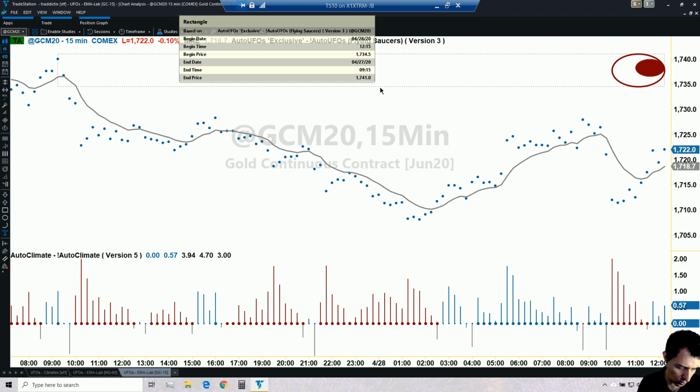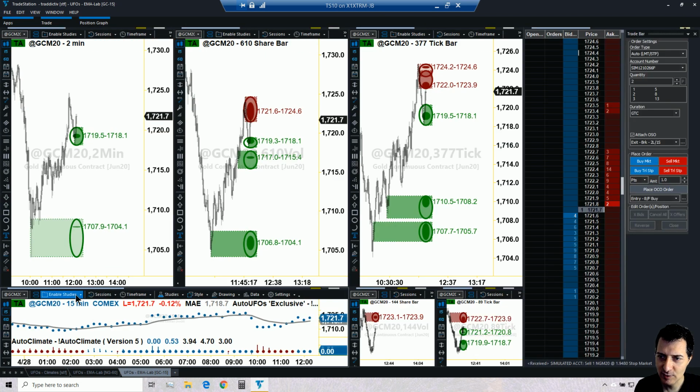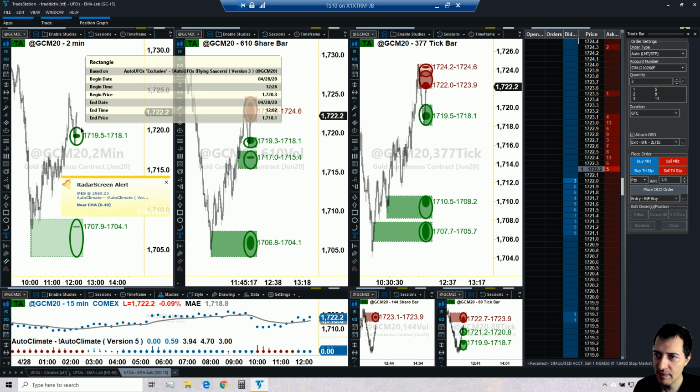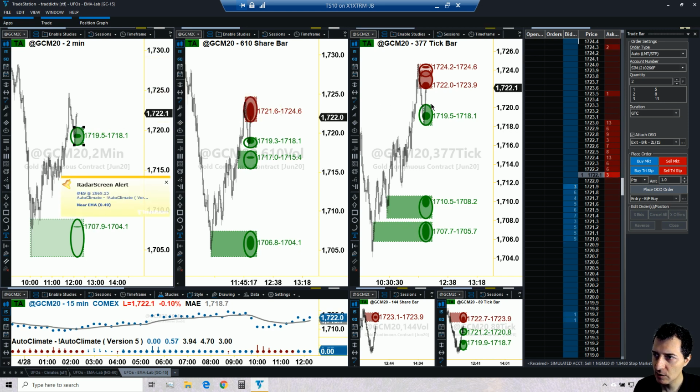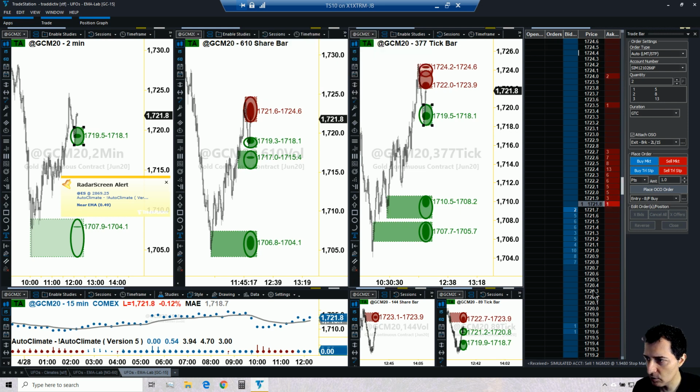Okay, so gold contract, and that would be 1734.5. That would be the target. That's quite far. Okay, quite far. So anyone would like to type in the chat box what I mean when I say that? 1720.3 is the top. So 1720.3 is the entry with a stop at 18.